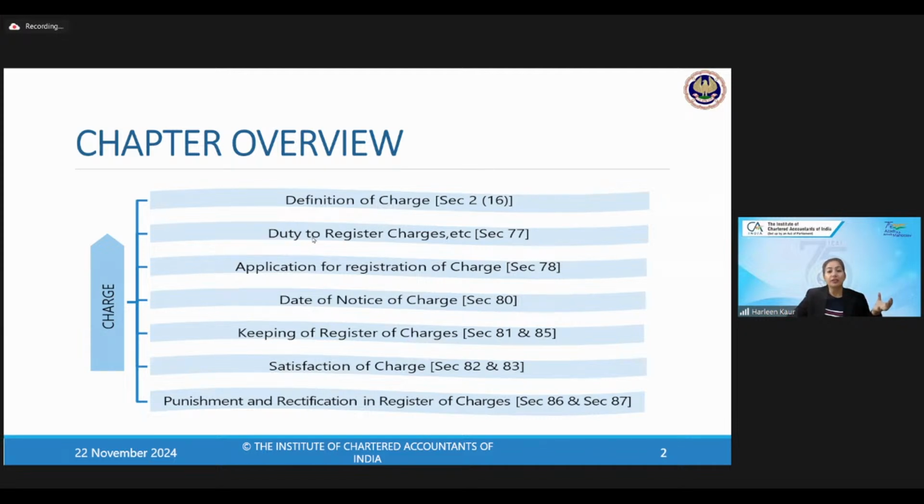So before starting with the definition of charge, let us understand.